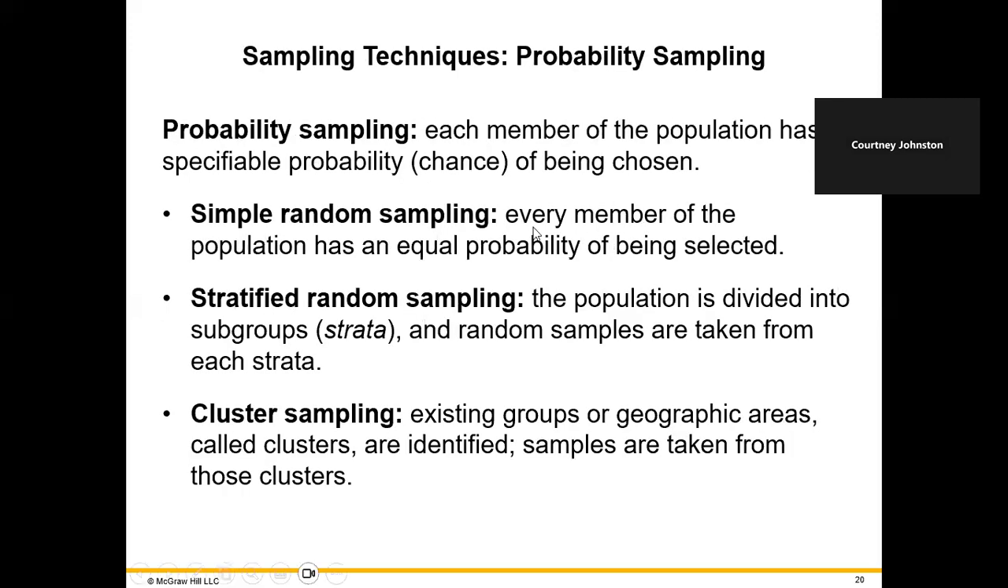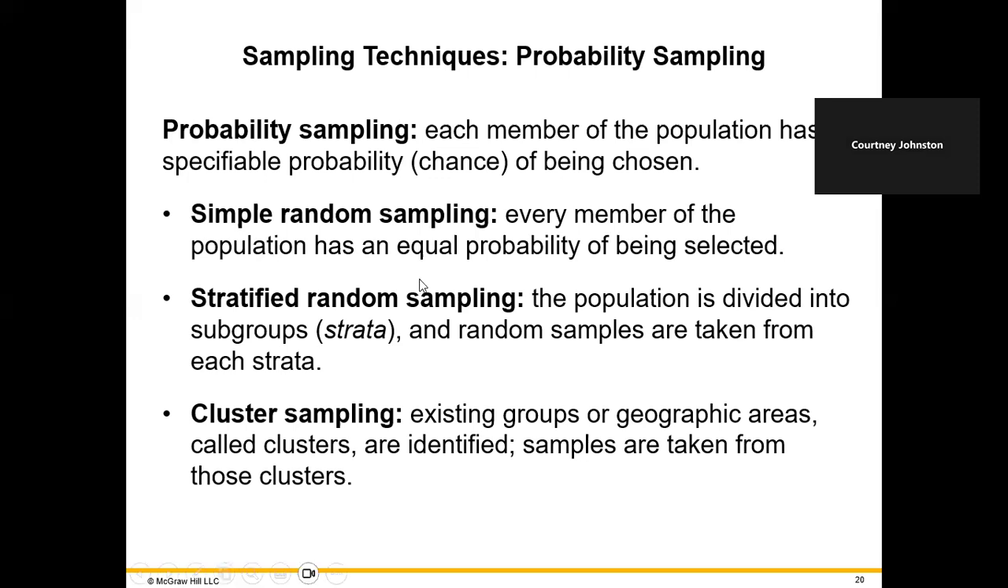So, different sampling techniques. All right. In probability sampling, each member of the population has a specifiable probability or chance of being chosen. So, everybody in that NPCC student population has the same chance of being chosen. That's not going to happen here. We're going to use a non-probability sample in that you are basically going to choose your participants. But in probability sampling, again, everybody has the same chance.